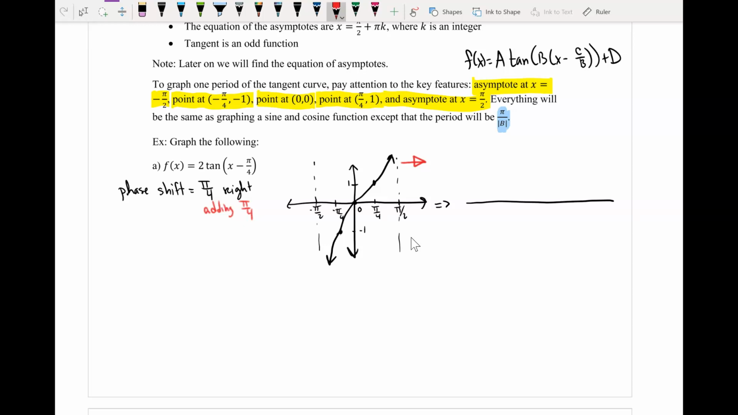We can start off where my first asymptote is, which is negative pi over 2. And then we have negative pi over 4, then 0, then pi over 4, and then pi over 2. So these are my 5 key features, and what I'm doing is shifting this pi over 4 units over.